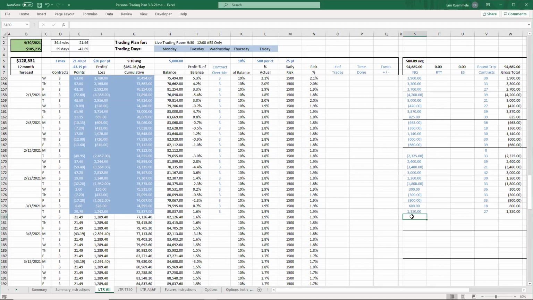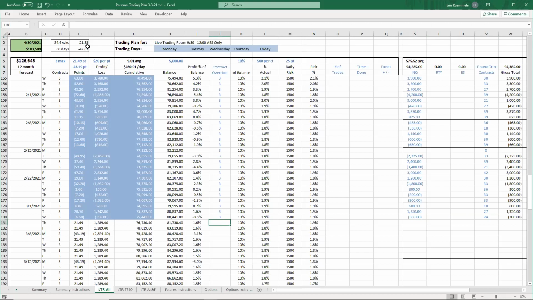Today for 9:30 to noon, we ended up losing 5 points. We're trading 3 contracts, and each point is worth $20. So we lost $300 today. And we took a total of 8 trades, but again, on 3 contracts. So 24 total round trip. And then we will lock in the amount of contracts we traded, which are 3 contracts.